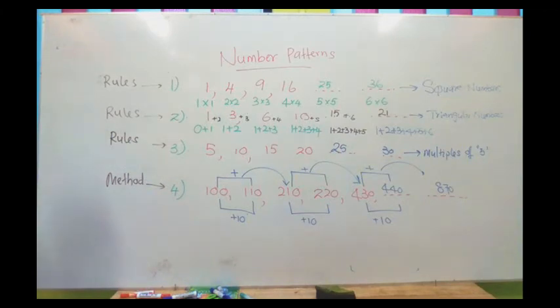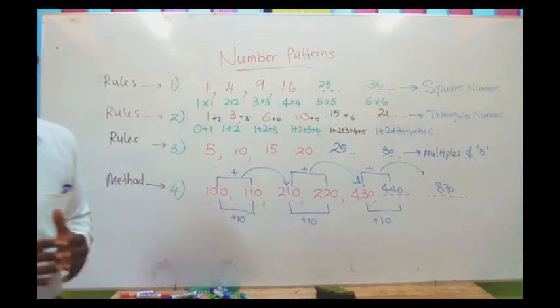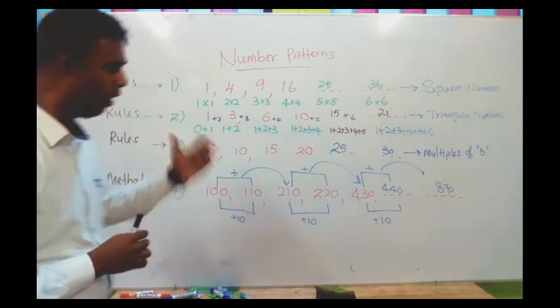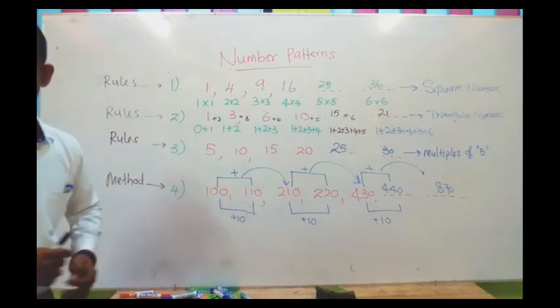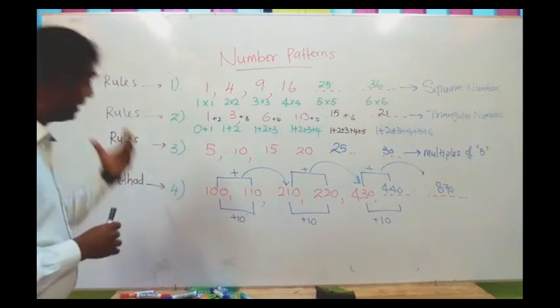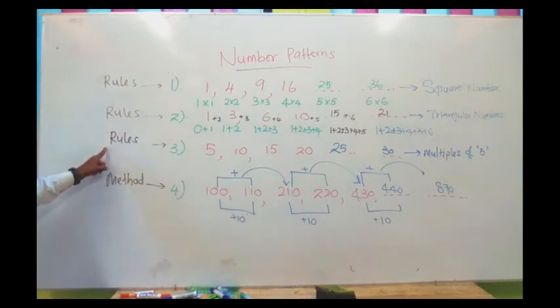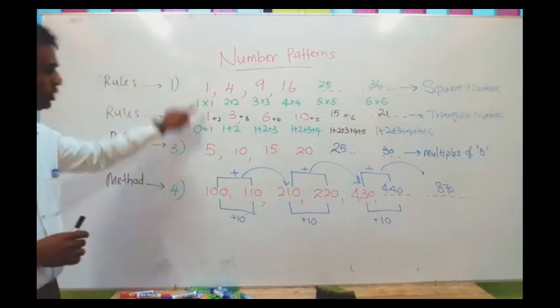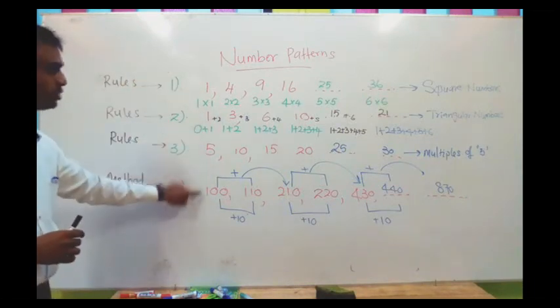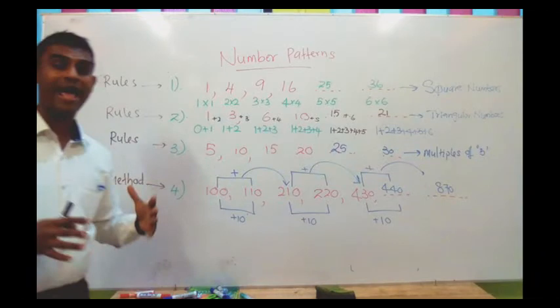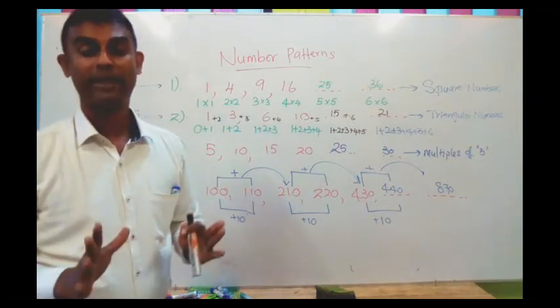Now you can understand the definition. The number pattern is when the numbers are written in a certain order according to a specific method or rules, starting from a specific number. We know that as a number pattern.